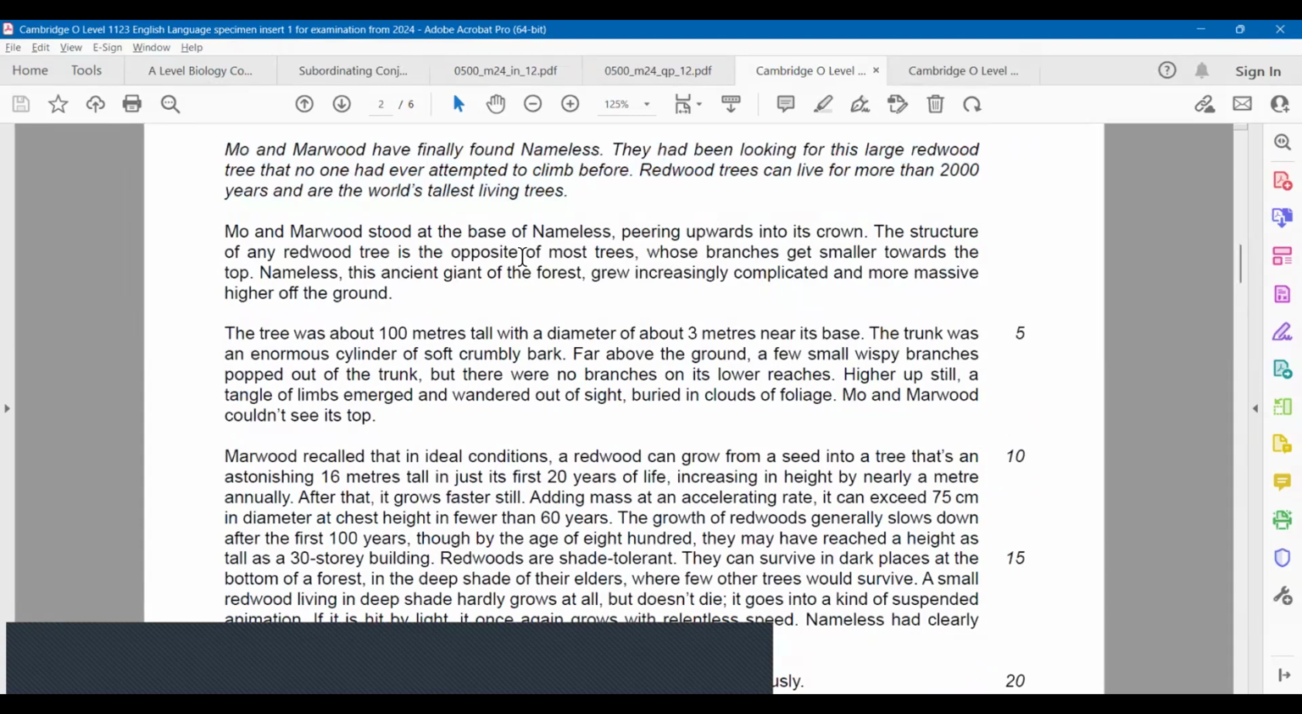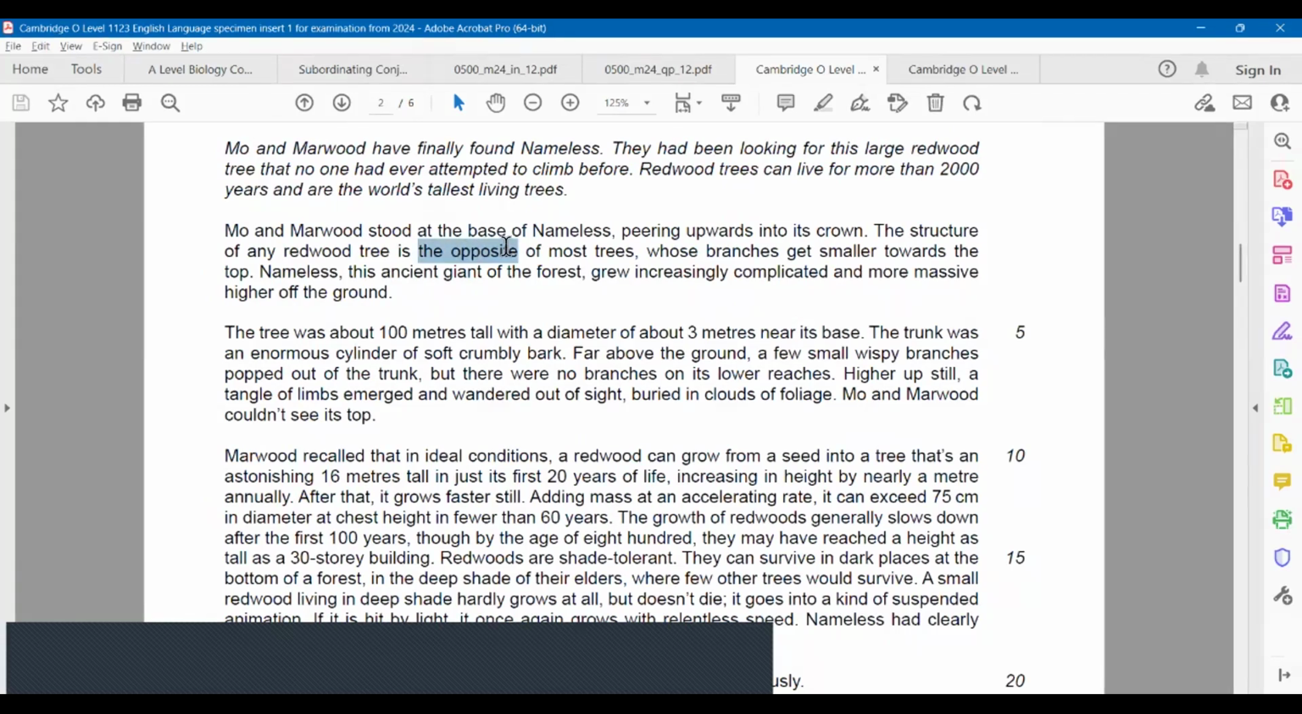And you can see over here that it's numbered every 5 lines. In line two, you can see the opposite of most trees. So that line reference is to where the phrase has been taken from. It is not where you can find the answer. The answer is in this paragraph, in a few lines before, there are only 3.5 lines. So this is where you'll find the answer, but the reference is to where they picked the phrase from.